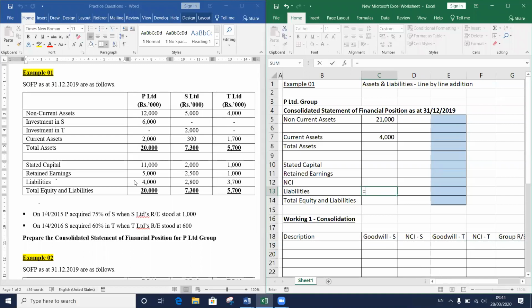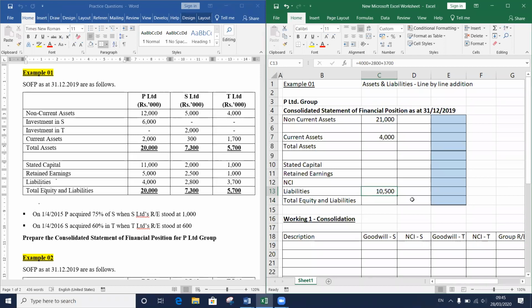You know? Liabilities of P Limited are here, 4,000. S Limited's liability amount is 2,800. For T Limited, the liability amount is 3,700. So altogether 10,500.